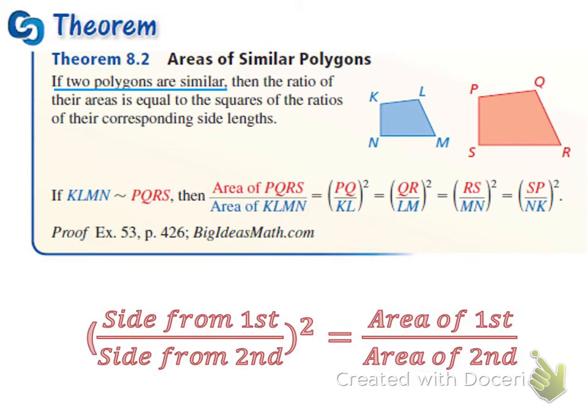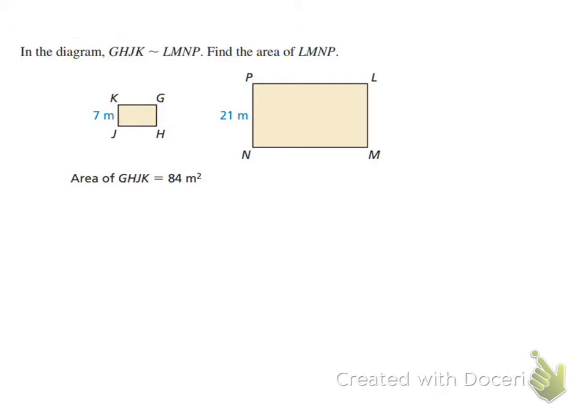So side from the first over side from the second, squared, equals area of the first over area of the second. The people that get this question wrong, they don't square the sides, which will change your answer a lot. So the ratio of their areas is equal to the squares of the ratio of their side lengths. Sounds really complicated, but it is not.